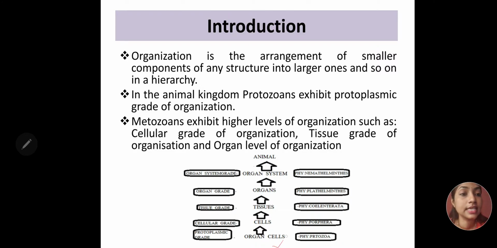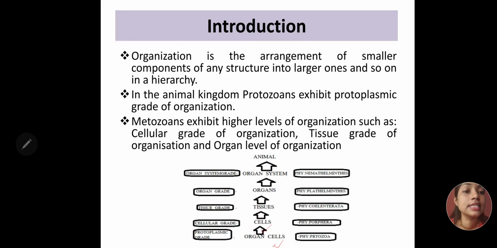Here, the first stage is the single cell, that is in single-celled organisms like, say, kingdom Protozoa. There, the grade of organization is called protoplasmic grade because they're single-celled organisms and a single cell does all the functions in its protoplasm. So therefore, it is called protoplasmic grade. This is seen in phylum Protozoa.